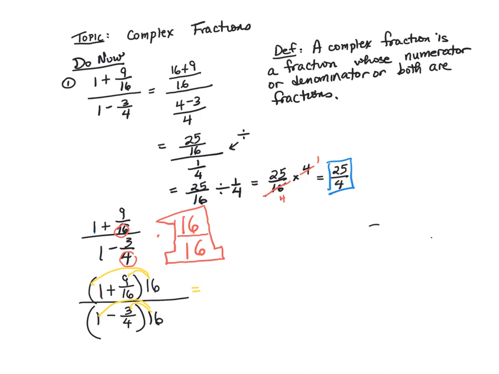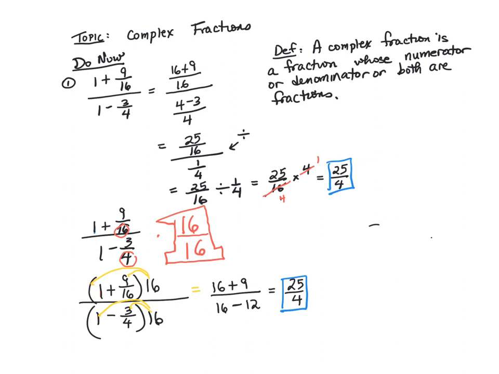So when we distribute, we get 16 plus 9 sixteenths times 16, which is 9. And then 16 times 1 is 16, minus 3/4 of 16. Well, 4 goes into 16 4 times, so 3 times 4 is 12. And when we simplify that, we get 25/4, which is the same answer as we have gotten above.